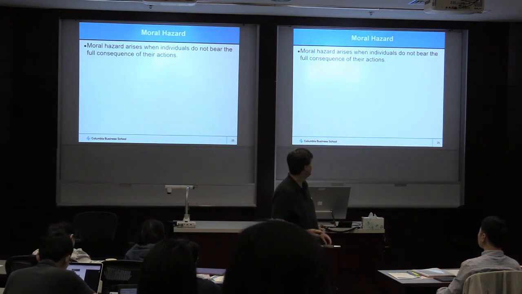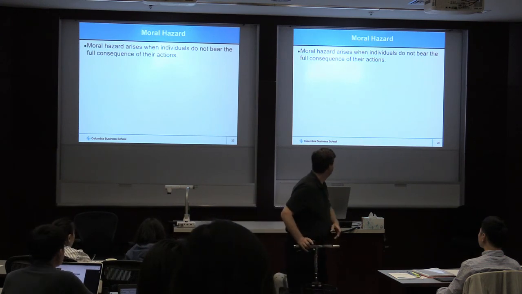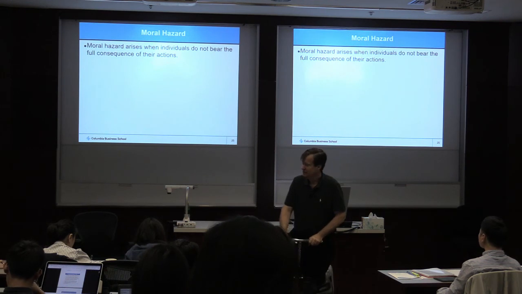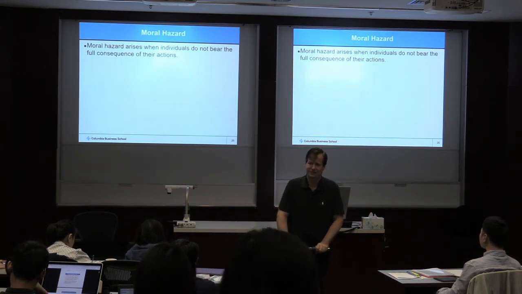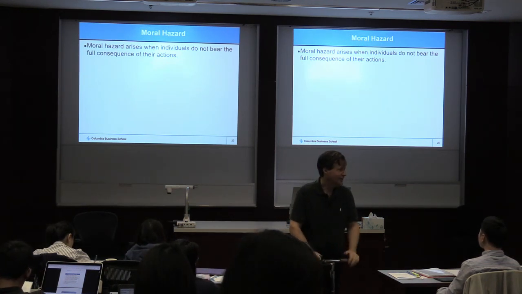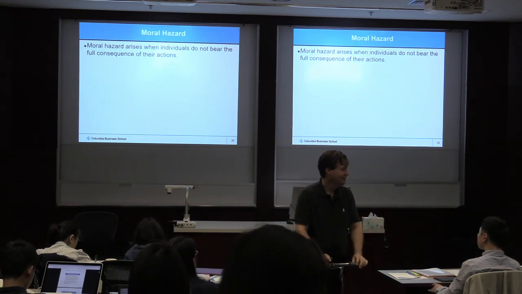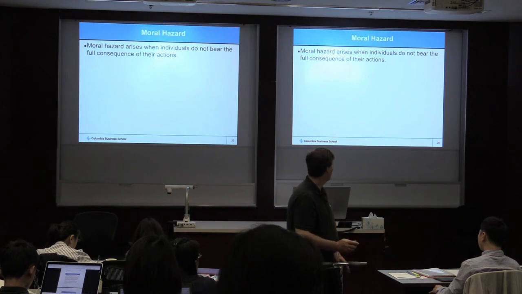But basically, what's moral hazard? It's when individuals don't bear the full consequences of their actions. So what's the natural example to think of? Insurance, right? If you've got some kind of insurance, then you're not as careful as if you're uninsured, and so there's moral hazard.